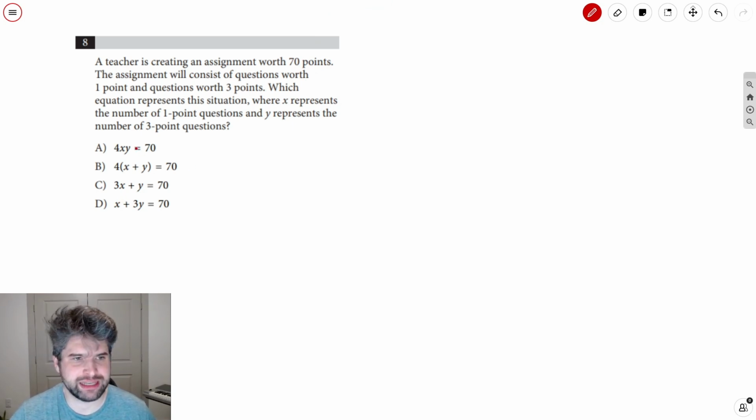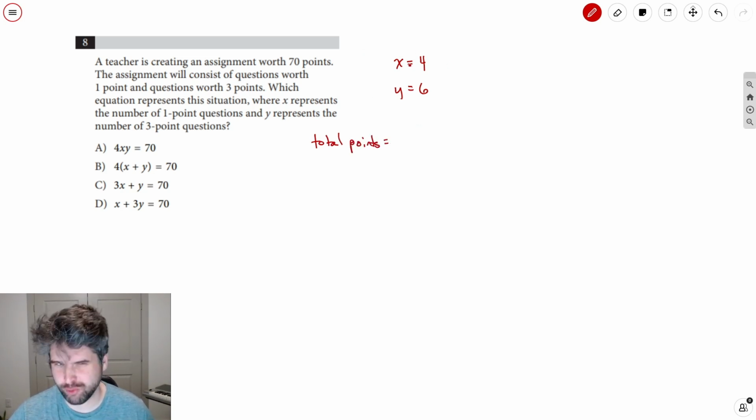And if you struggle at these, then one method that I like to do is substitute numbers for x and y. Instead of these little arbitrary variables here, we can just let x be 4, a number that makes sense. Say that there are 4 1-point questions on the test and that y is 6. There are 6 3-point questions on the test. Well, then you could probably calculate the total number of points on that assignment by hand. So let's do that. So the total number of points on that assignment would be, there are 4 1-point questions.